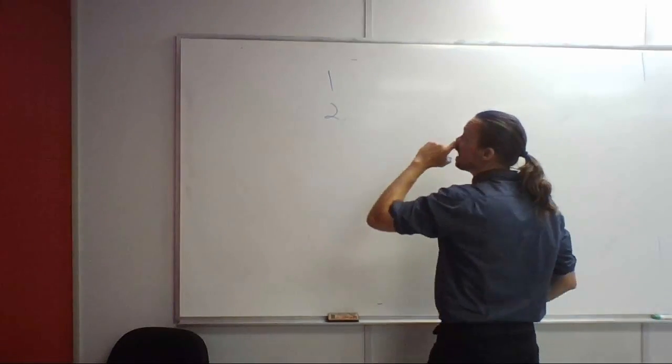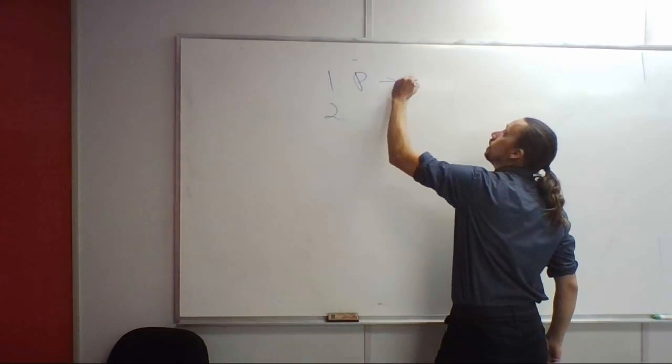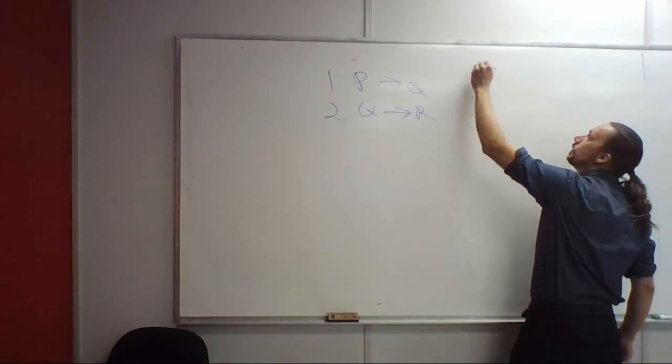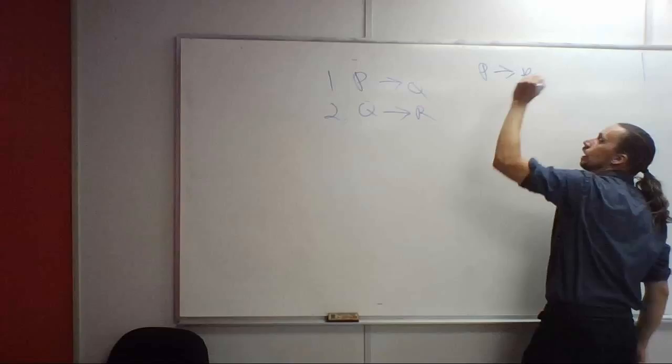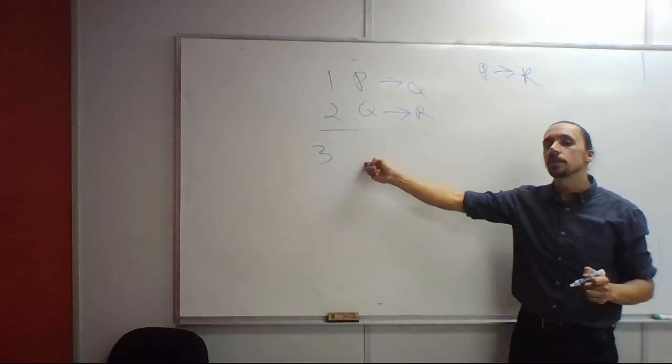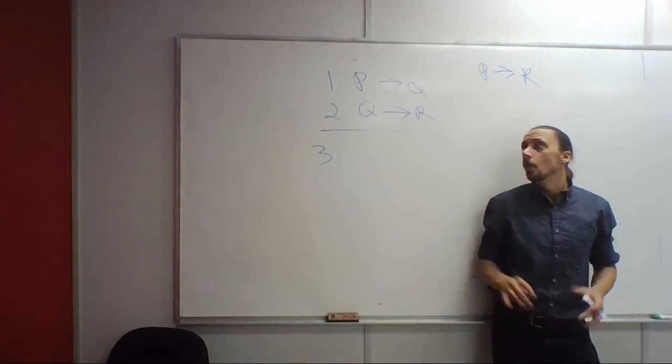How are we going to do it in the derivation system? If P, then Q. If Q, then R. What am I interested in? I'm interested in if P, then R. So what I need to do, line 3. Right, so now the cursor's blinking here. It's your move. What are you going to do?